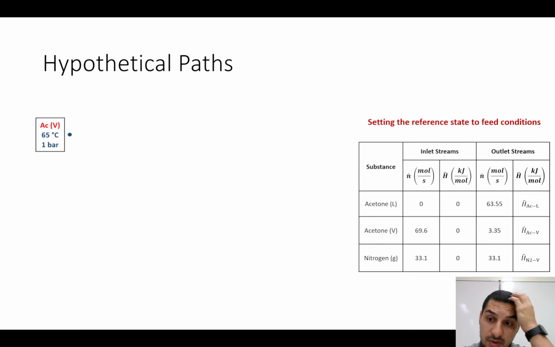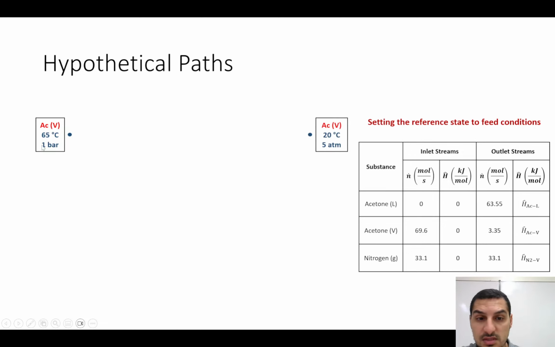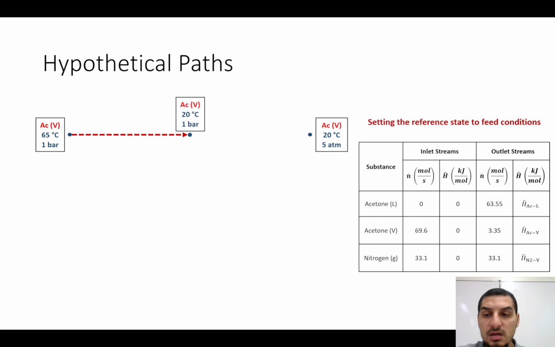So I'm going to go for the acetone from vapor at 65 degrees into acetone vapor at 20 degrees Celsius and 5 atmospheres. So here there are two changes. One is a change in temperature and one is a change in pressure. These two are going to be in two separate steps: one which is the change in temperature, followed by the change in pressure. So I'm going to call them delta H acetone 1 and delta H acetone 2.